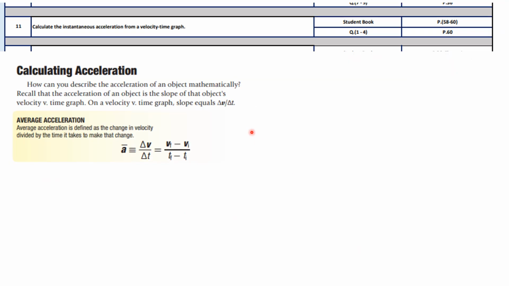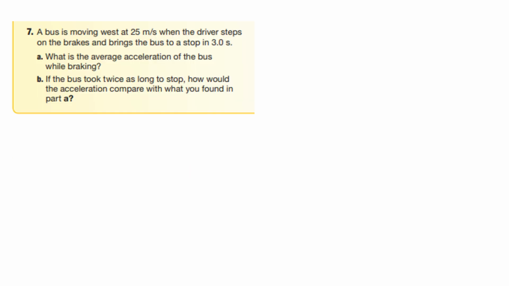Okay, so how to define acceleration in this case? Instantaneous acceleration from a velocity time graph is simply found by dividing the change in velocity by the time. So delta V, which is V final minus V initial, over T final minus T initial. A good example of that is this one. A bus is moving west at 25 meters per second. When the driver steps on the brake, meaning they want to stop, the driver brings the bus to a stop. Stop means velocity is equal to 0 after 3 seconds.